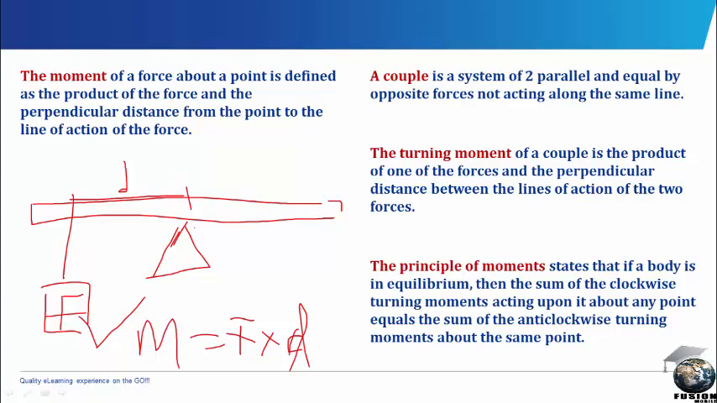A couple is a system of two parallel and equal but opposite forces, not acting along the same line. Bringing it down to the turning effect or turning moment of a couple, it is the product of one of the forces and the perpendicular distance between the lines of action of the two forces.